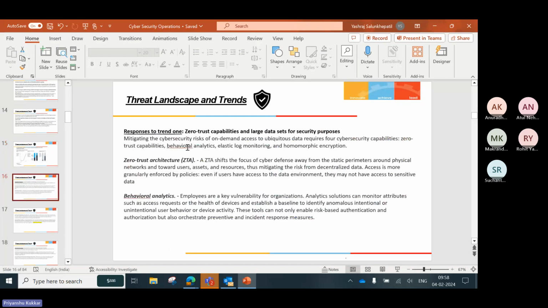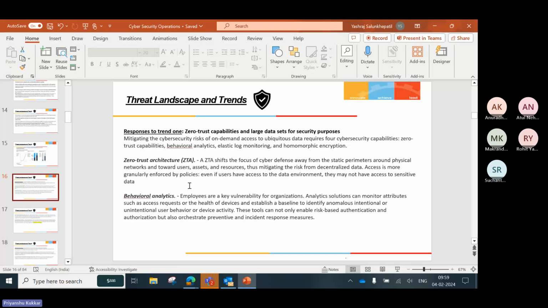Okay. So how do you mitigate it, or what is the first thing that you would do? What is the first line of defense? It's a zero trust capability and large data sets for security purposes. So zero trust architecture is your main line of defense. Okay. What does it do? It shifts the focus of cyber defense away from static parameters around physical networks and towards users, assets, and resources, thus mitigating the risk from decentralized data.